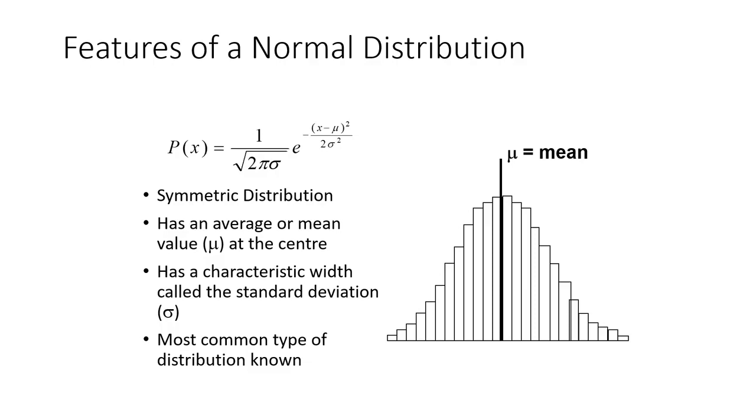The normal distribution, the Gaussian distribution, is inherently a symmetric distribution. It's shaped the same on the right as it is on the left. It has an average or a mean, which is marked with mu, and it has a characteristic width at about half height, which is called the standard deviation.